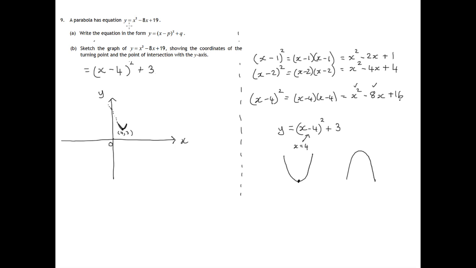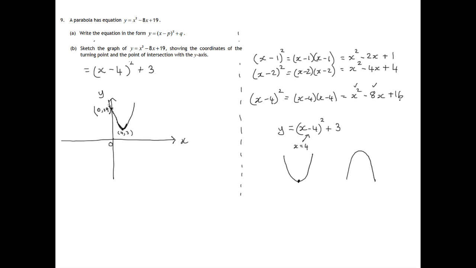So if we go back to our original graph formula and put x equals 0 in here, this will be 0, this will be 0, and we'll end up with 19. So it crosses the y-axis at 19, or (0, 19). Let's just put that in, because it does ask for the coordinates of the turning point and the point of intersection of the y-axis.